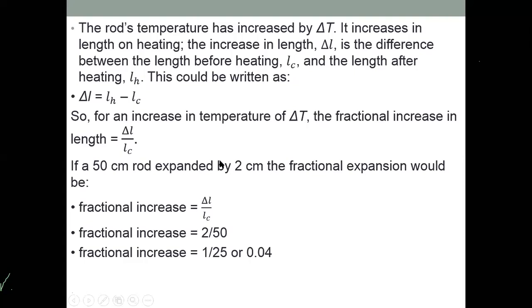Fractional increase does not have any SI unit. Why? As you see over here, the length of the rod before heating and after heating has the same unit, which is centimeters. So when you divide them, they cancel each other out, so the fractional increase will not have any SI unit.